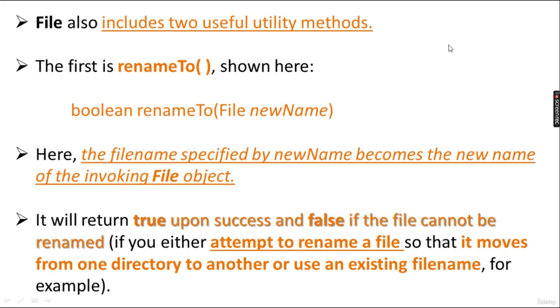If you attempt to rename a file so that it moves from one directory to another directory, or use an existing file name, it will give you false. So if you are trying to rename a file such that its location changes, or you are using the same name after renaming, your file cannot be renamed properly.